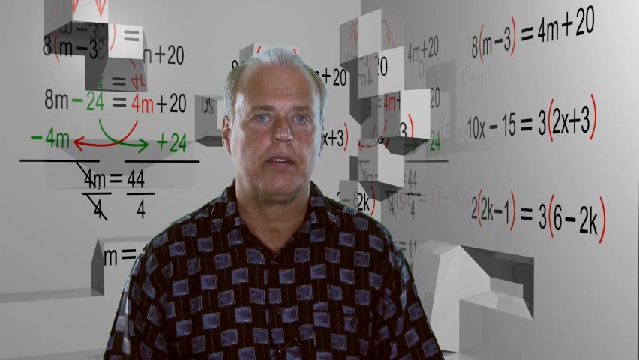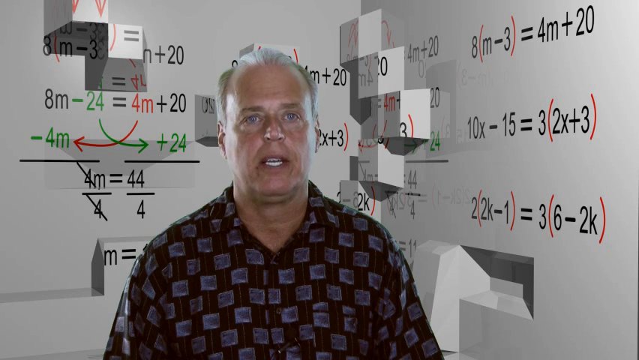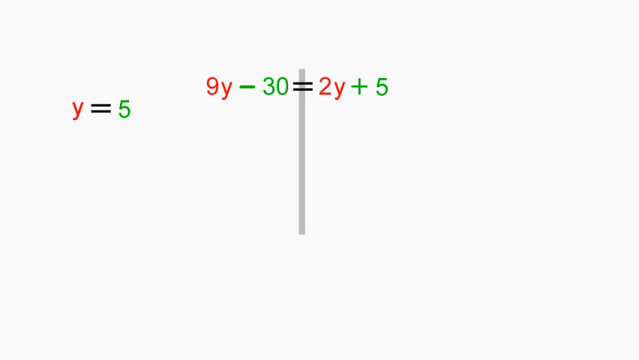Now I want to make sure I found the correct number, so I'm going to check it in the original equation. I'm going to plug in the 5 in place of the y's and do the arithmetic to make sure it's the correct number.